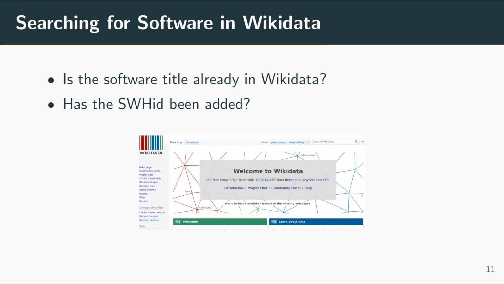And then you might want to scan down toward the bottom of the set of statements on that software item and check to see if the Software Heritage identifier property has been used. And if it hasn't, then you might want to find that piece of software in the Software Heritage Archive and go ahead and add the Software Heritage identifier.